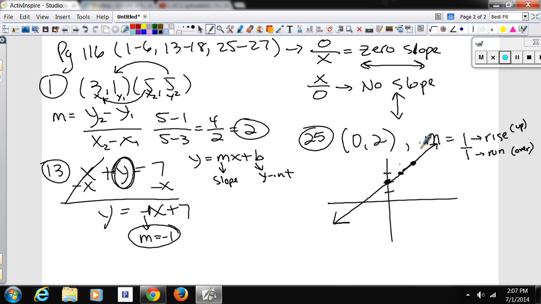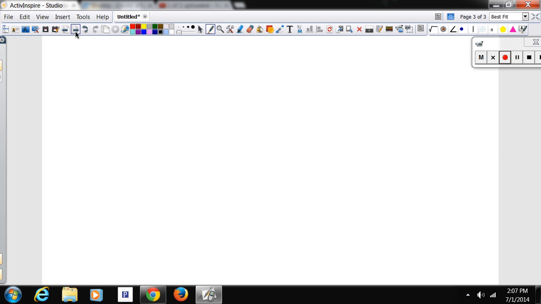Now as you get to your worksheet, the first 18 problems are just graphs. You're gonna practice graphing equations. So number 1 on your worksheet says 2x minus y equals 3.